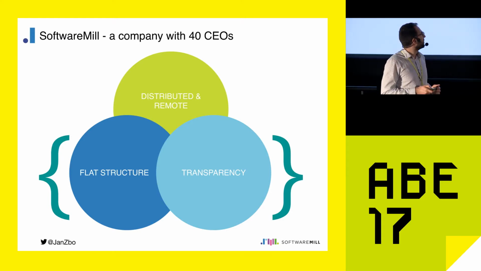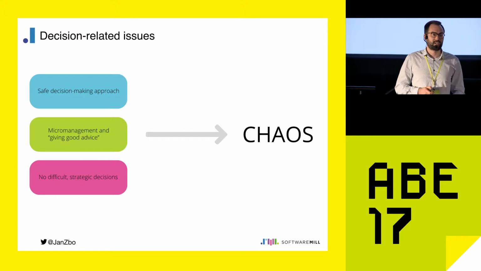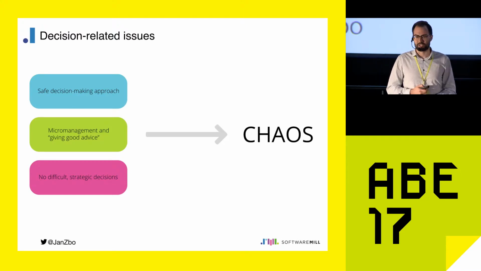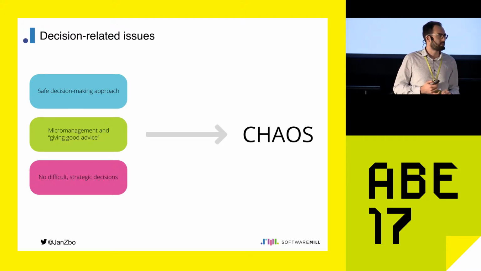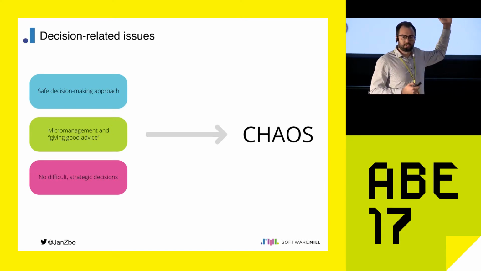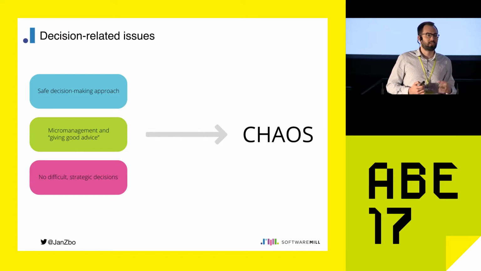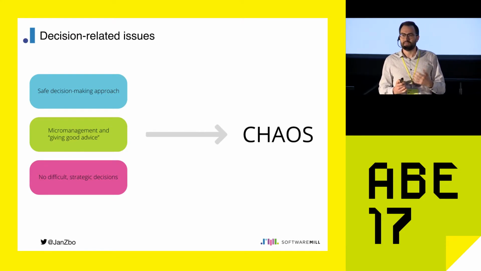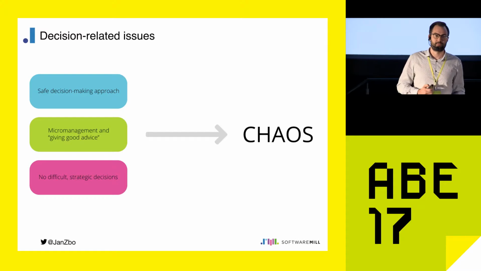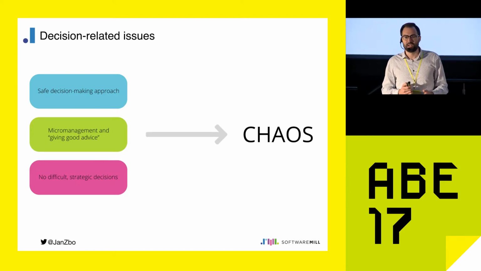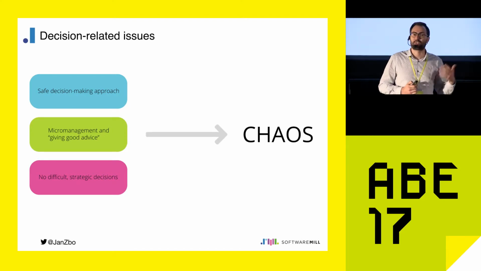But actually, the first result was completely opposite from what we expected. People stopped making decisions. You may ask why. So we identified three areas. First of them, these were people who were afraid to make decisions by themselves. They were used to there always being some manager or at least the owner of the company telling them how they should react, what decisions they should make.